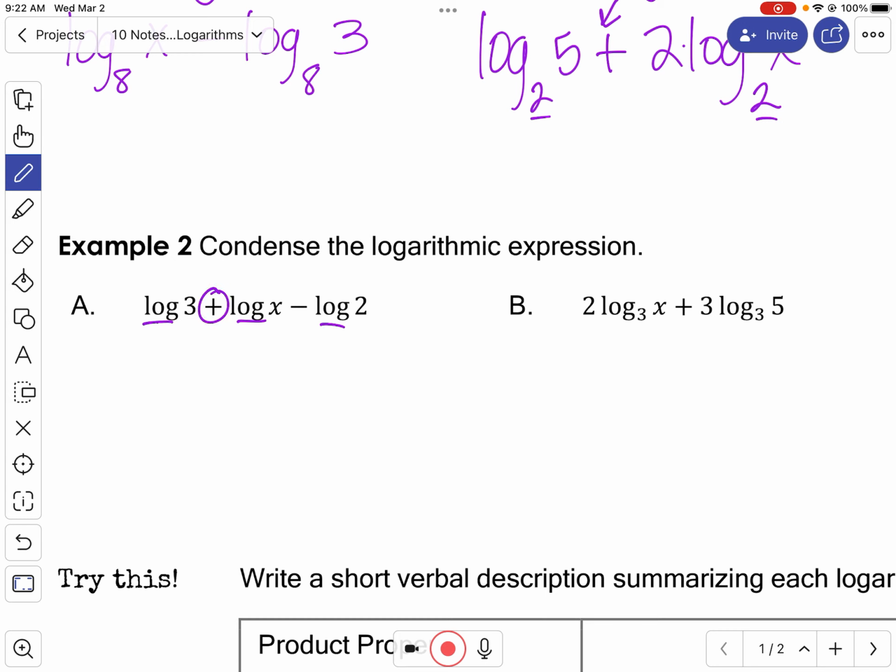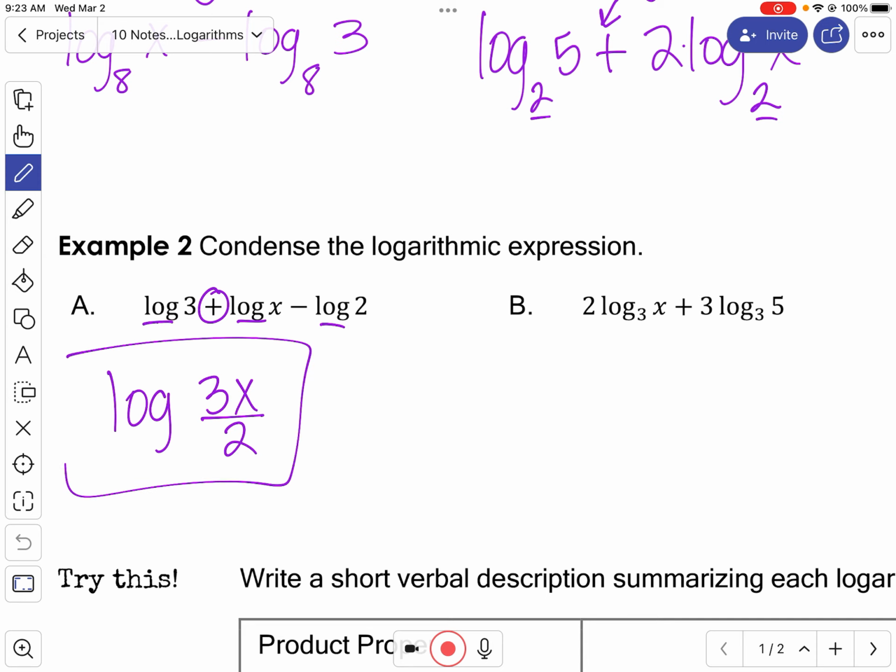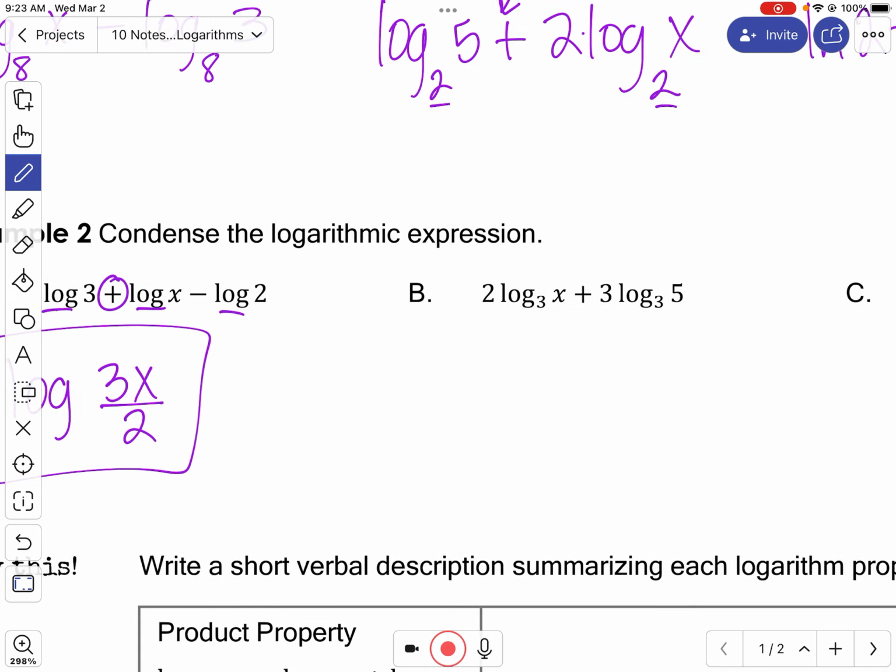So the first thing I notice is I'm adding the first 2, which means I would take 3 and I would times it by x. So 3x. And then I'm subtracting log of 2, which means that needs to be in the denominator. So every logarithm that you are subtracting would go in the denominator. So I condense this into one logarithm, using those properties that we just talked about.